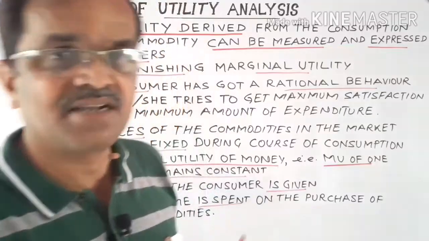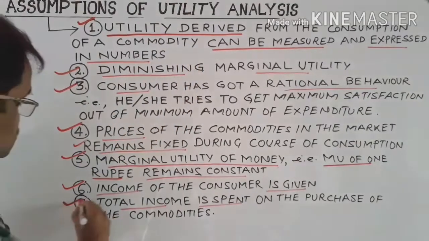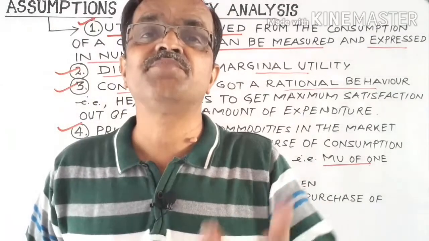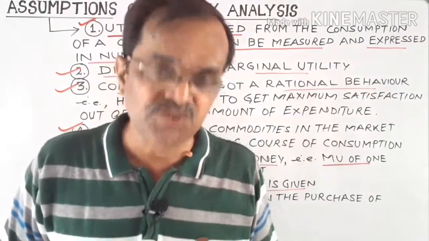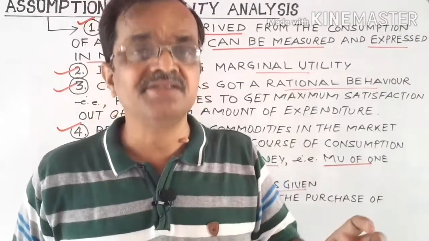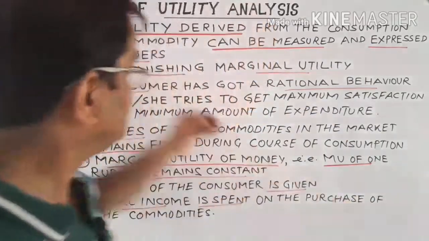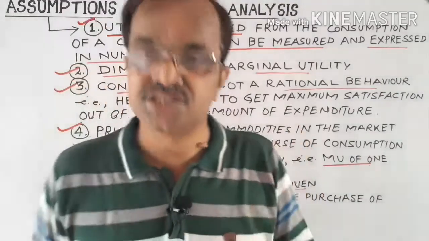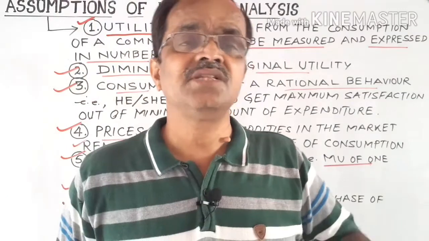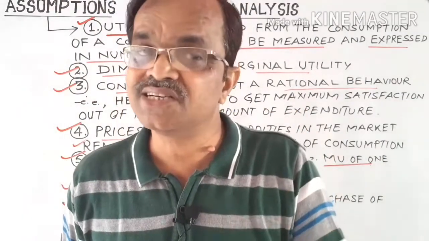Now the last assumption of marginal utility analysis is that the total income of the consumer is spent on the purchase of commodities consumed. That is, saving is equal to zero. जितना भी कमाई है किसी भी कंज्यूमर का वो पूरा का पूरा खर्च कर देता है, सेविंग्स एकदम जीरो है. So these are the 7 assumptions on which the marginal utility analysis is based. That is all about the assumptions, that is, consumer's equilibrium and the assumptions of marginal utility analysis.